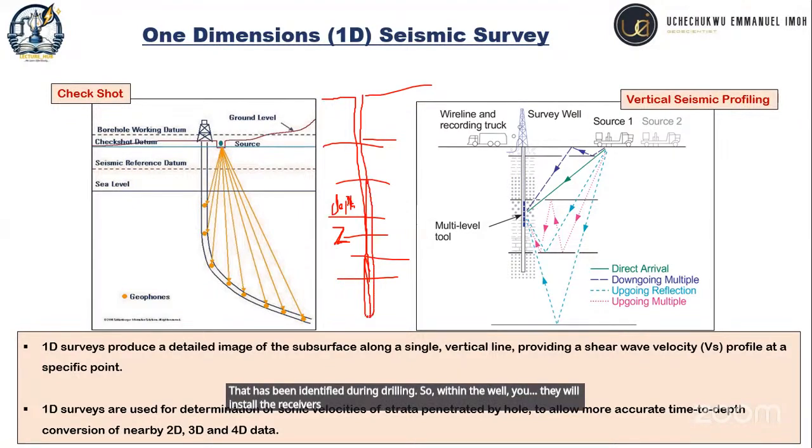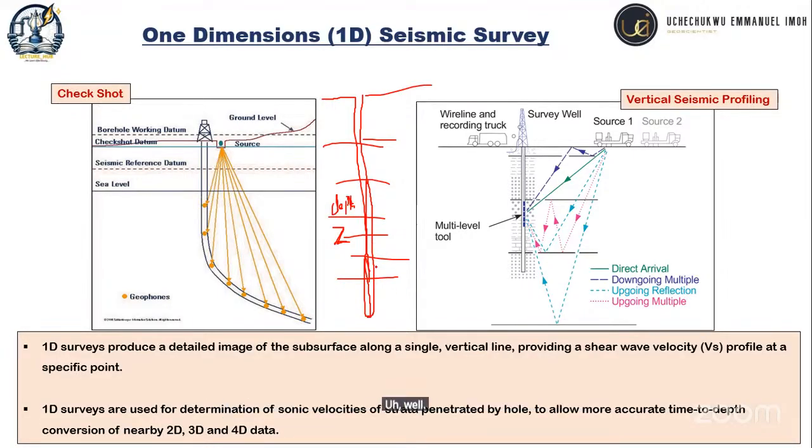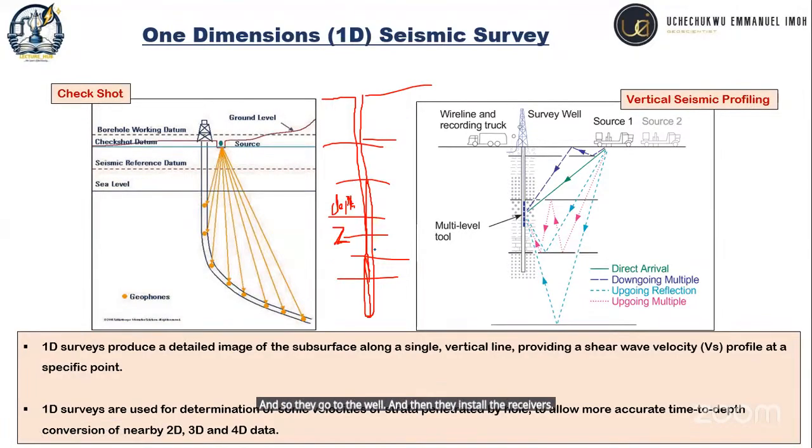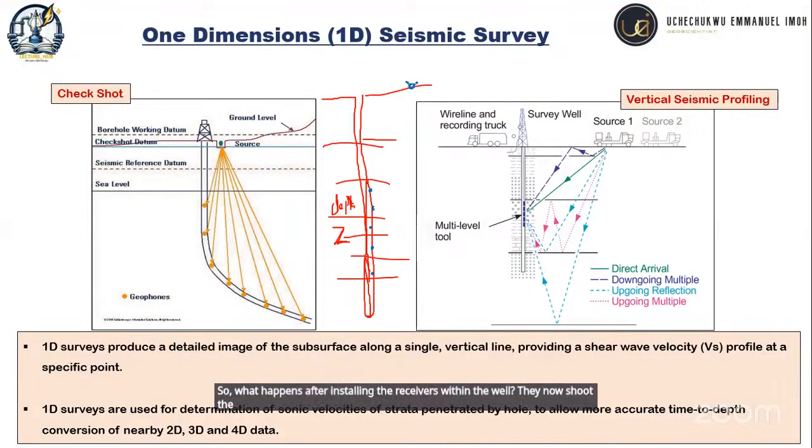The receiver in this case could be your geophone or maybe your hydrophone. If the well still contains drilling fluids, it could be your hydrophone. They go to the well and install the receivers at intervals. Most times they install them to correspond with reservoirs or formations of interest. After installing the receivers within the well, they now shoot the source on the surface.